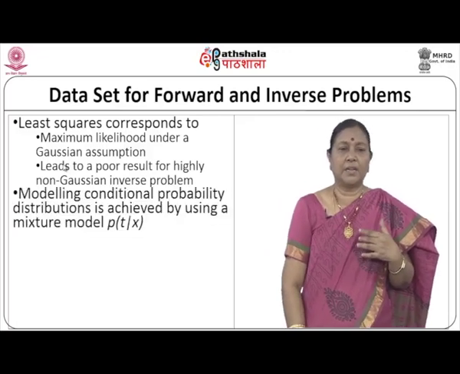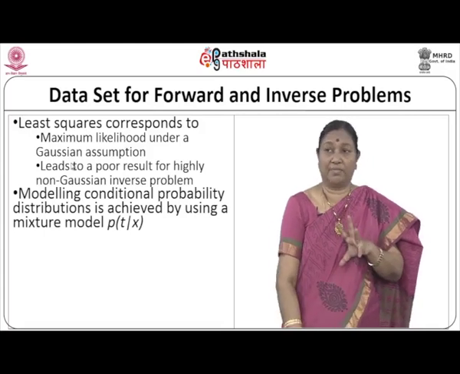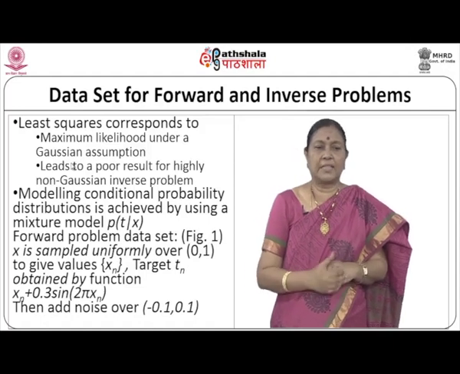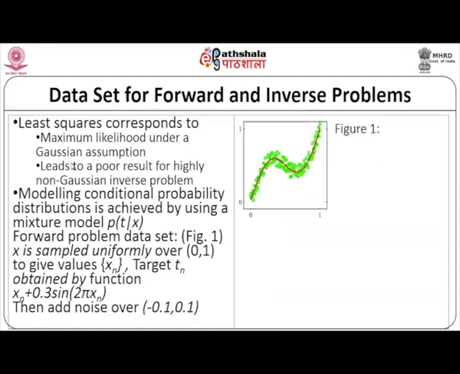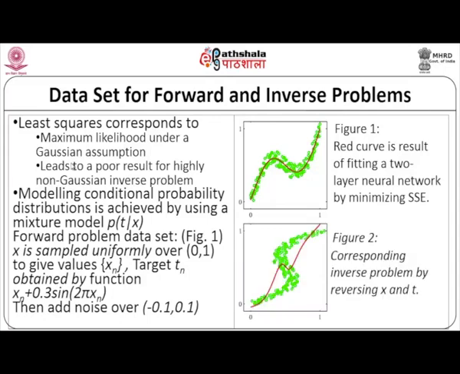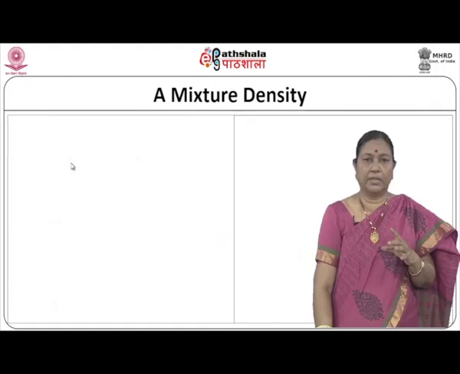Modeling the conditional probability distribution is achieved by using a mixture model for the conditional probability. Here, in the forward problem, data x is sampled uniformly and the target is given by another function. The red curve is the result of fitting a 2-layer neural network by minimizing the sum of squares error, corresponding to the inverse problem obtained by reversing x and t. You can change the order and do this. It is a very poor fit to the data.